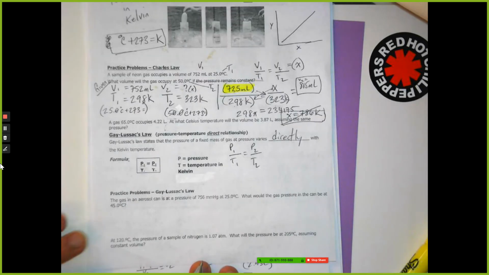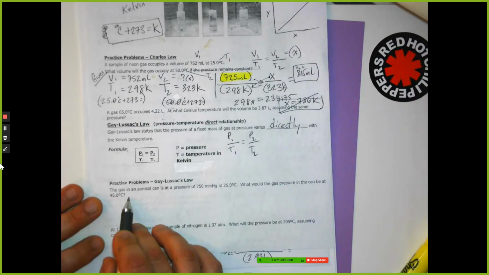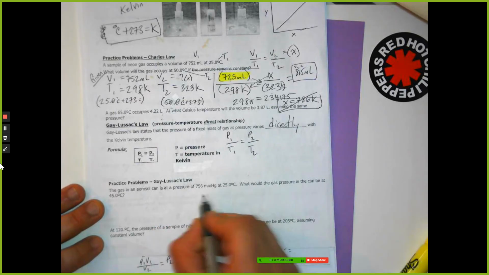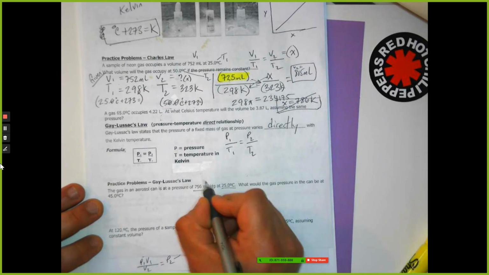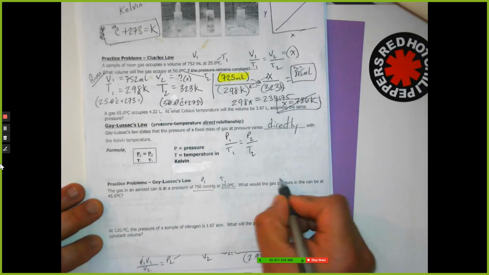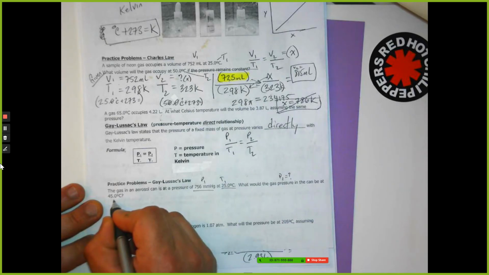So this first one here, it says the gas in an aerosol can is at a pressure of 756 millimeters of mercury at 25 degrees Celsius. So here's my P1, this is my T1. What would the gas pressure be? So they're asking you for P2 in the can be at 45 degrees Celsius. So this is my T2.